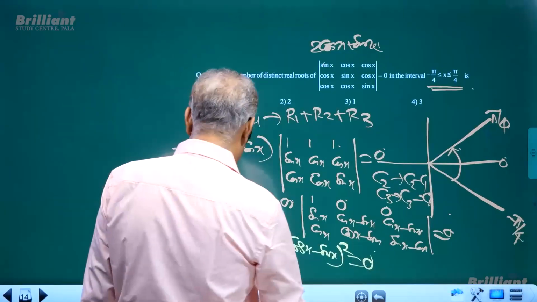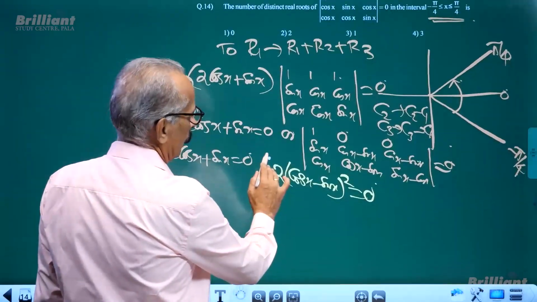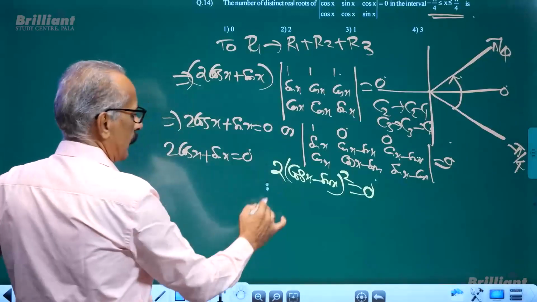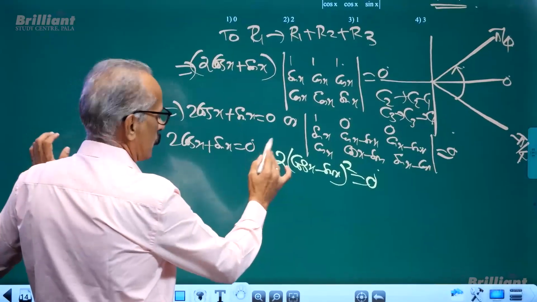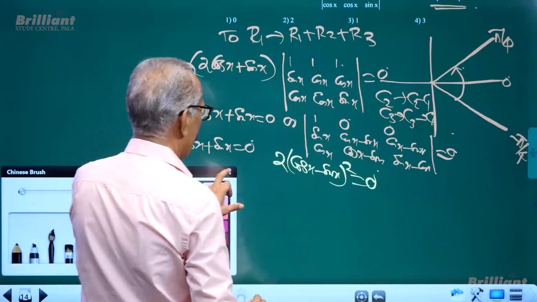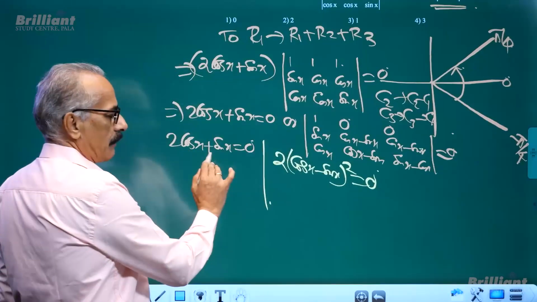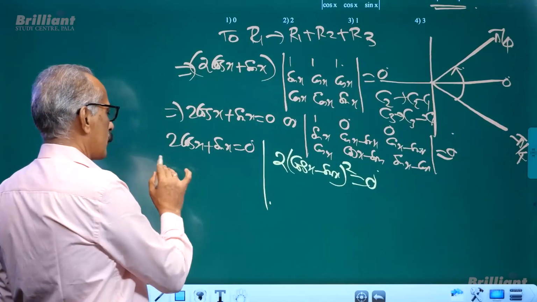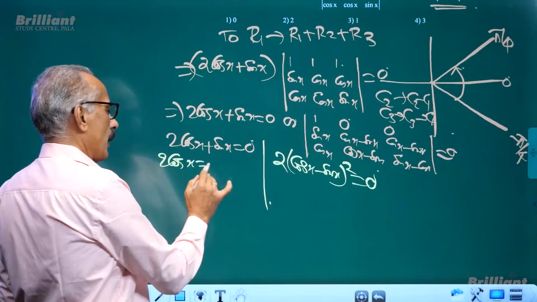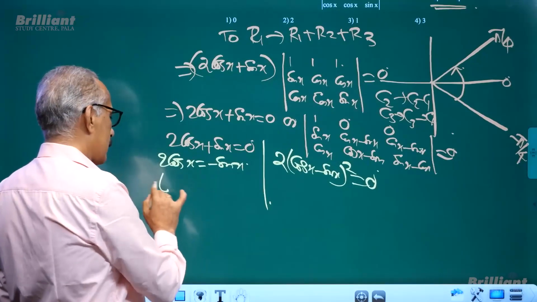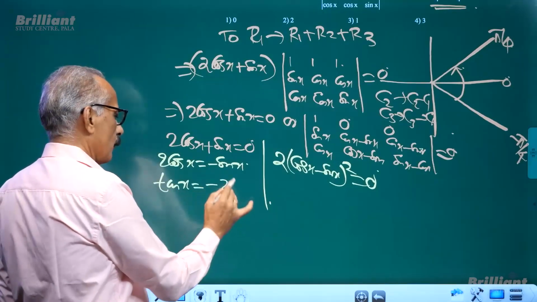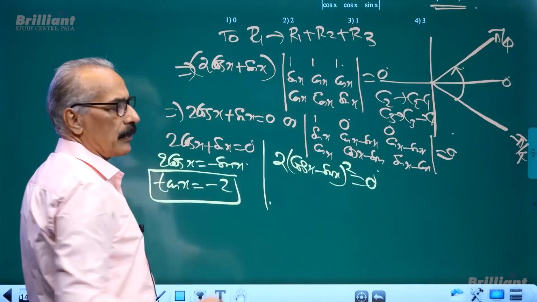Well, this is the point which we have to discuss now. What do we get? These are the two conditions you get. The condition is this. 1. I transfer this to this side. So this is 2 cos x equal to minus sin x. Or you can say that tan x is equal to minus 2. You know what is tan x is equal to minus 2?